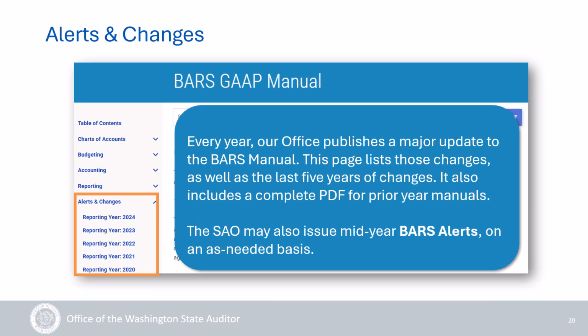That takes us to the final tab, Alerts and Changes. Every year we review the BARS manual and make changes to clarify existing guidance or add in new guidance. The Alerts and Changes section gives you a detailed description of what changed. I highly recommend you review this page every year so that you know what changes were made. And as you can see, the BARS Alerts and Changes does have a section for what changed for effective 2024.